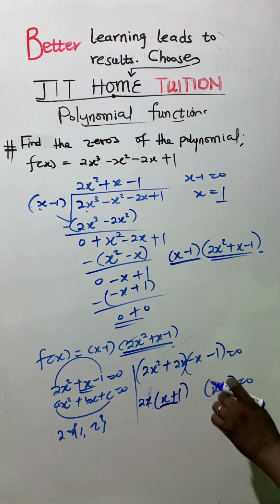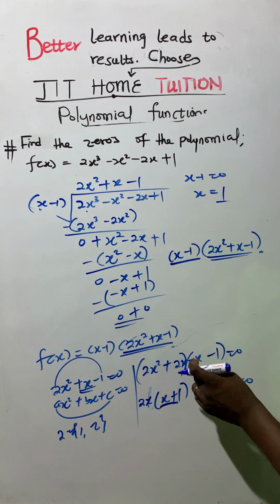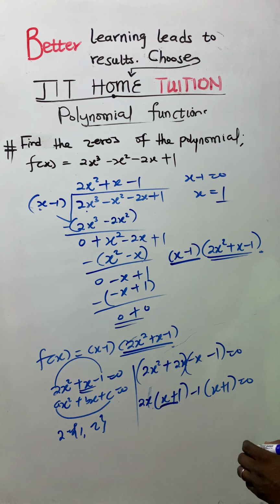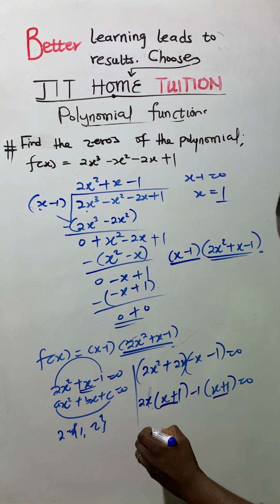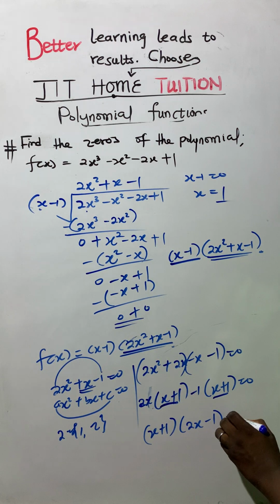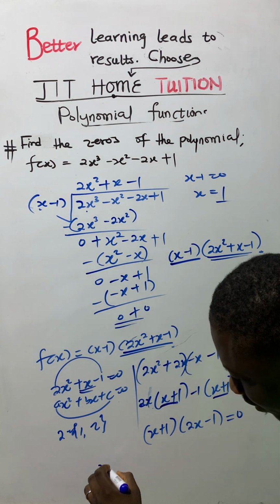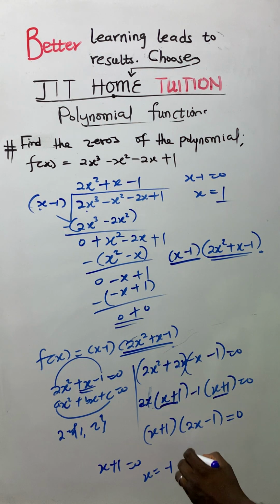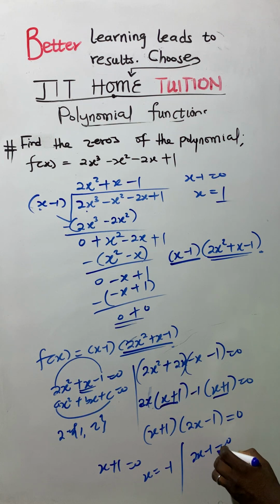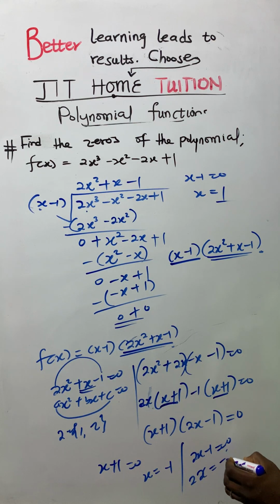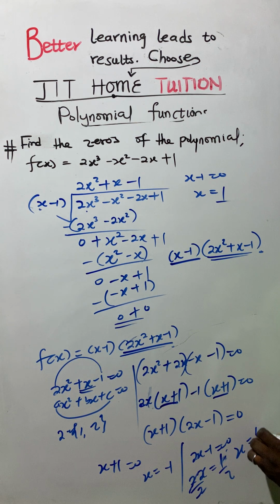Then you ask yourself, what number is it that when you multiply by x, it will give you -x? And the same number when you multiply by this one, it will give you -1. So obviously -1. Since this side and this side are the same, we write one of them x plus 1. And you pick this one, 2x minus 1, equal to 0. So you have x plus 1 equal to 0, and that will give you x equal to -1. Then you have 2x minus 1 equal to 0. That will give you, let's say, 2x equal to +1. And divide both sides by 2. Okay, and x will be equal to half.